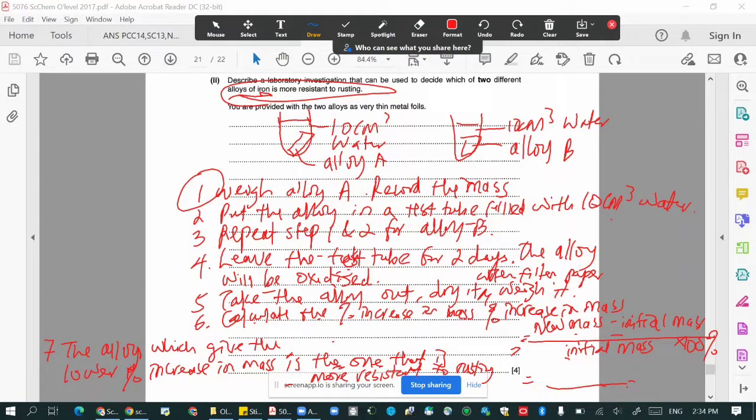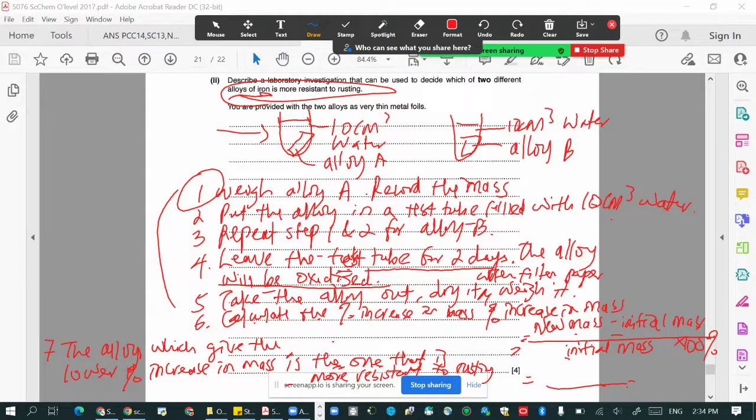In short, follow the steps: draw a very simple diagram, then lay down the steps. In your steps, you should have some explanation and some observation. For example, you leave the test tube for 2 days, then after that the alloy will be oxidized. Finally, the conclusion, which is to answer this question: which of the two alloys of iron is more resistant to corrosion, more resistant to rusting? How do you tell? From the percentage increase in mass. The one that is lower in percentage increase in mass is the one that is more resistant to rusting.